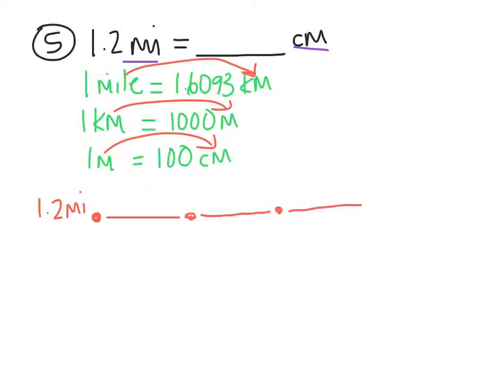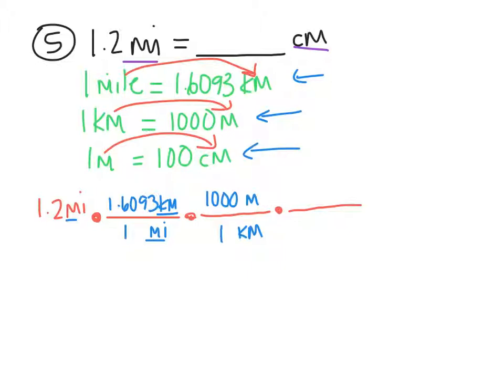Okay, so I'm going to set up my 3 fractions. And now, the first one, we have miles to kilometers, and since miles are on top here, we need miles on the bottom. So miles goes down here, and then the 1.6093 kilometers goes on the top. Okay, so now we're looking at this conversion. Since kilometers are on the top here, we need kilometers on the bottom here. And so 1,000 meters goes on the top. And then finally down here, since we have meters on the top, then meters goes on the bottom down here, and 100 centimeters will go on the top here.